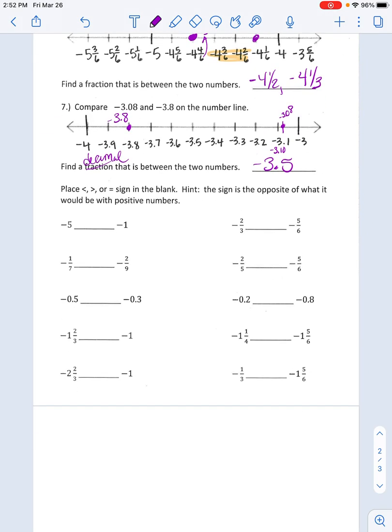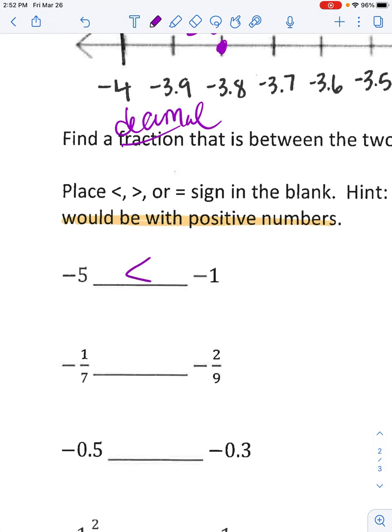Okay. On the bottom section, place a less than, greater than, or equal to sign in the blank. Hint, the sign is the opposite if you're working with negative numbers. Okay. Here we go. Remember, the number to the left is always less. So when we're just working with these integers, we know that negative 5 is further to the left.